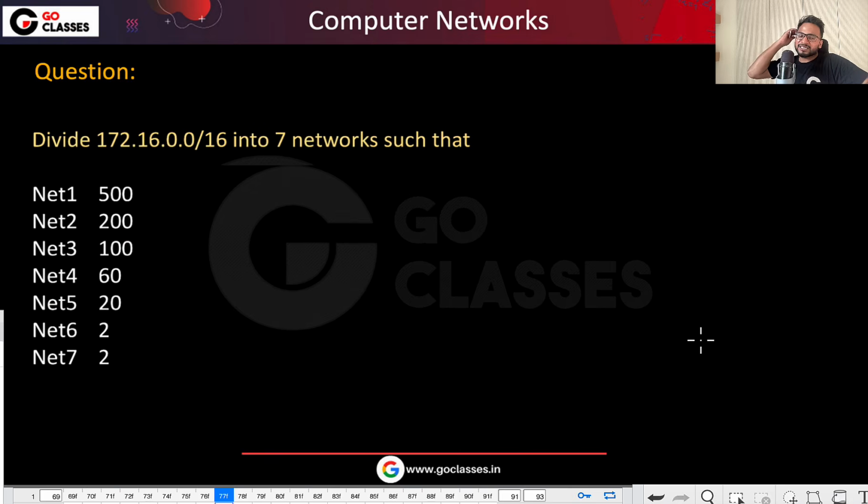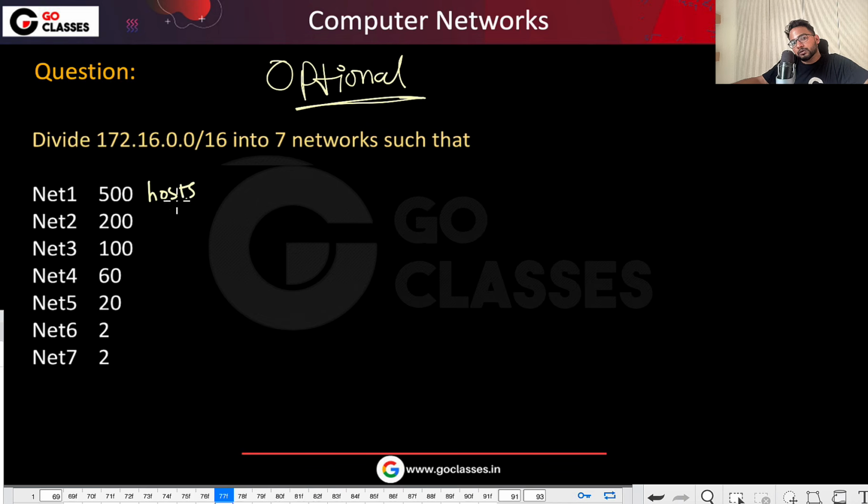Now let's see this optional discussion, this optional question. Here we need to divide this into 7 networks such that network 1 has these many hosts. Let's suppose these are the hosts. So if these many hosts, then closest is 2 power 9 IPs I need. Closest is 2 power 8 IPs I need, 2 power 8 means 256. Closest is 2 power 7 I need. Closest is 2 power 6, right? Closest is 2 power 5 I need.